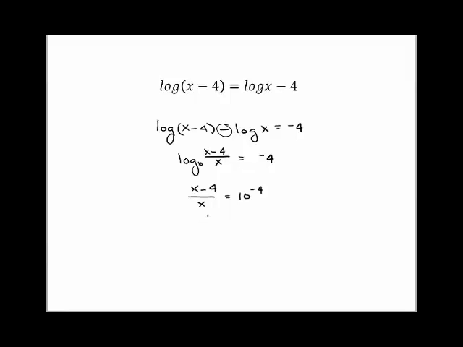So that's the same thing. Let's just step it out. What is 10 to the minus 4? 0.0001, right? Okay. Now, we're going to multiply by x in order to get rid of it. So I've got x minus 4 equals 0.0001x.